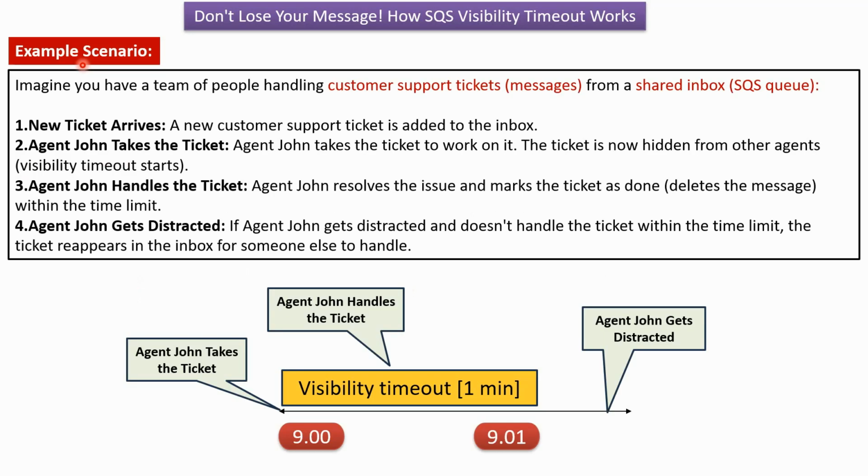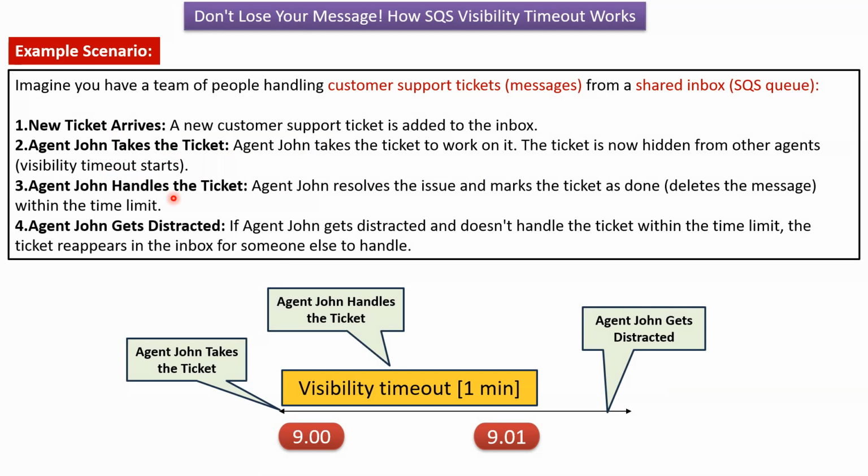Now we will see an example scenario. Imagine you have a team of people handling customer support tickets from a shared inbox. Customer support tickets are equivalent to messages in the SQS queue. Shared inbox is equivalent to SQS queue. Step 1. New ticket arrives. A new customer support ticket is added to the inbox. Step 2. Agent John takes the ticket. Agent John takes the ticket to work on the ticket. Now the ticket is hidden from other agents because visibility timeout starts.